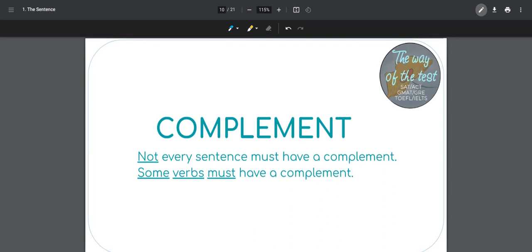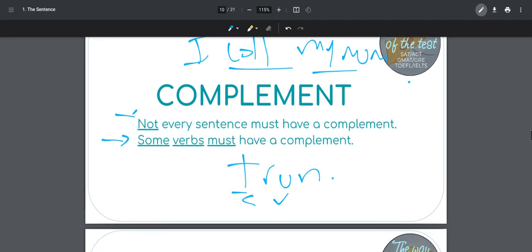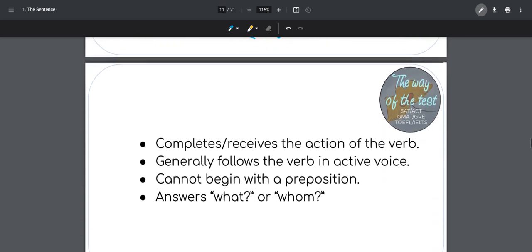Complement. Please copy this. Not every sentence must have a complement. Remember, every sentence must have a subject, must have a verb, not necessarily a complement. Some verbs must have complements. This is case by case, right? So when you say "I run," that's it. Subject, verb. Full sentence. No problem. But when I say "I call," whom? Oh, I call my mom. Now when I say "I call," I need "my mom," right? So some verbs require a complement, some verbs don't require a complement. This is case by case.